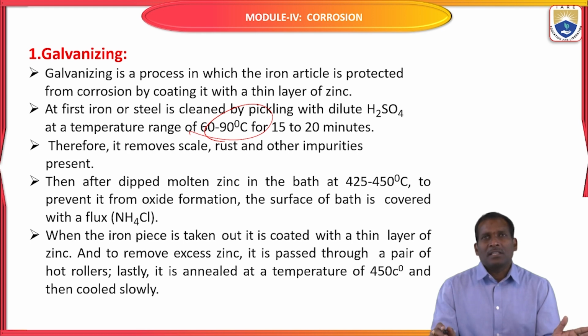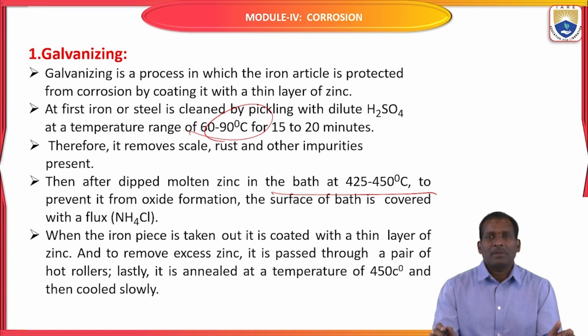First, the iron or steel is cleaned by pickling with dilute H2SO4. Therefore, it removes scale, rust and other impurities present. Whatever rust or other foreign material is present on the surface, you should remove first. Then it is dipped in molten zinc in a bath at 425 to 480 degrees centigrade.